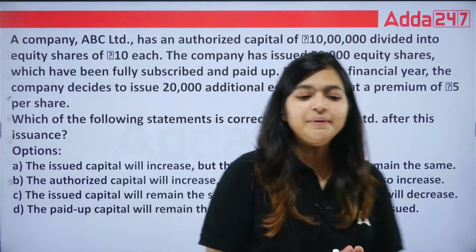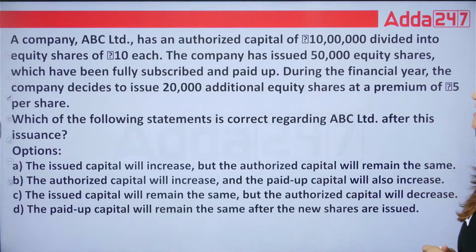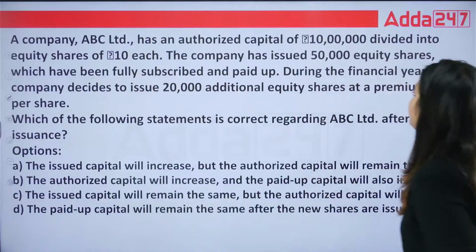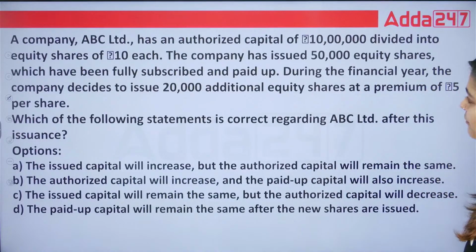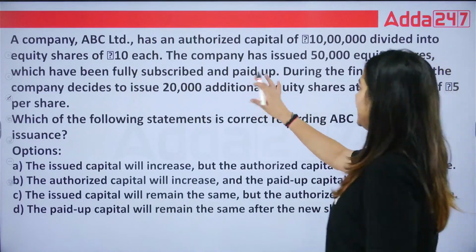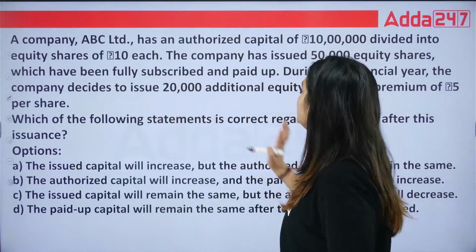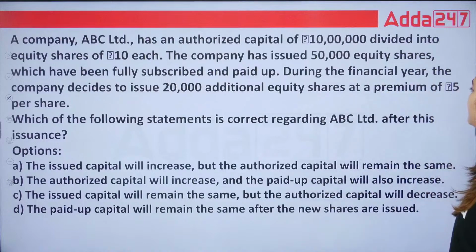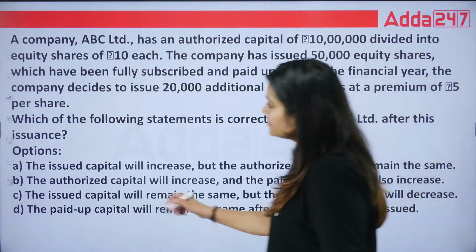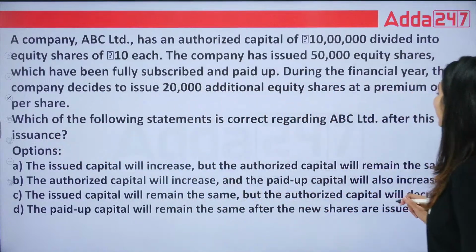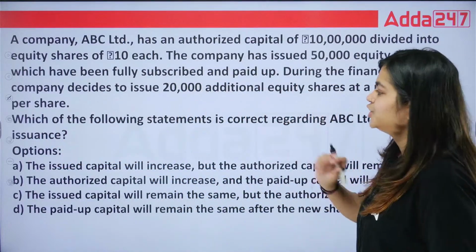A company, ABC Limited, has an authorized capital of 10 lakh divided into equity shares of 10 each. The company has issued 50,000 equity shares which have been fully subscribed and paid up. During the financial year, the company decides to issue 20,000 additional equity shares at a premium of 5 per share. Which of the following statements is correct regarding ABC Limited after this issuance?